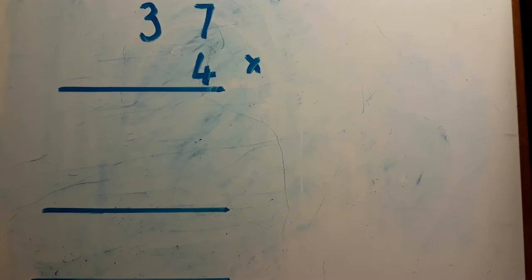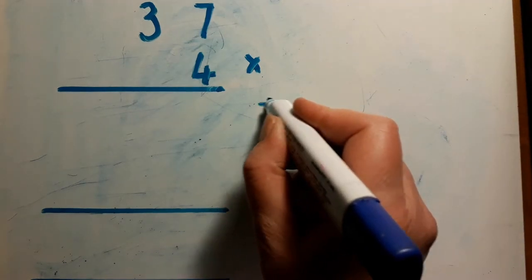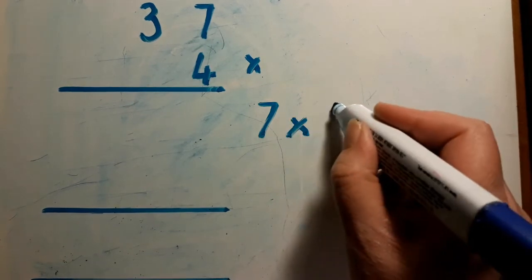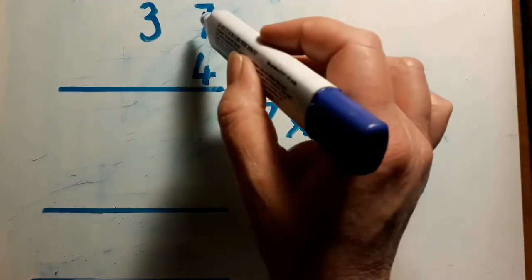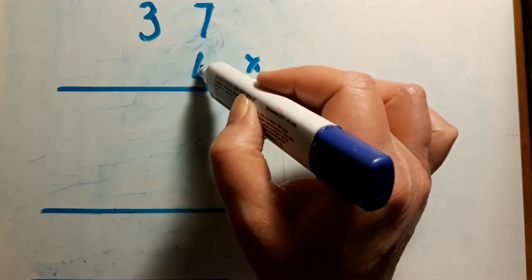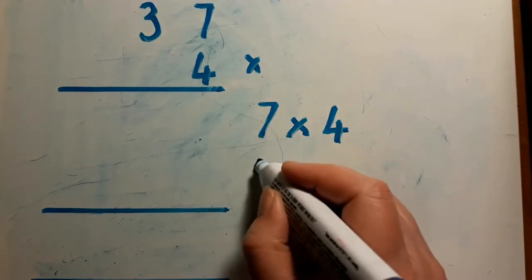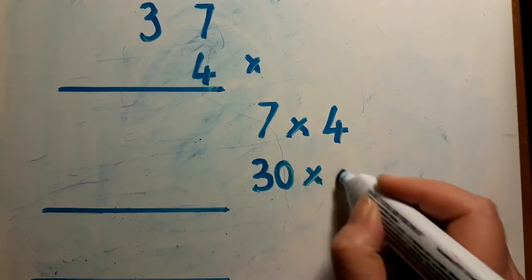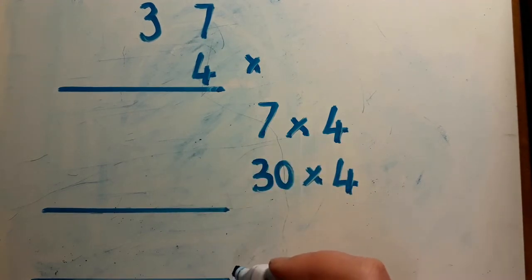Okay, so we're now going to look at the method you would have learned in Year 3. So you would set your equation out like this, and in the first row here you're going to work out what 7 times 4 is, and in the second row, so you've done 7 times 4, in the second row you'll do 30 times 4, and then you'll add them together.